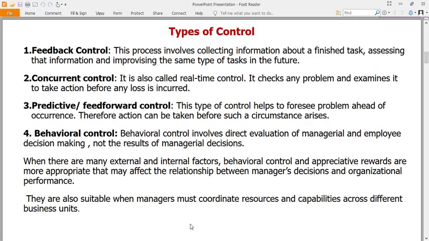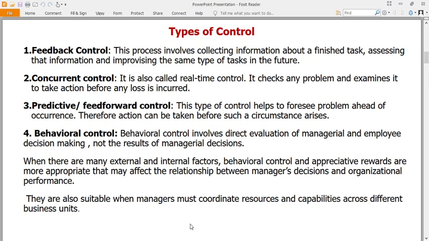We have different types of control. We have what we call the feedback control. Feedback is a check after the process has been finished or after a process has concluded. So it involves collecting information about a finished task and assessing that information and improving the same type of tasks in the future. So that is feedback.